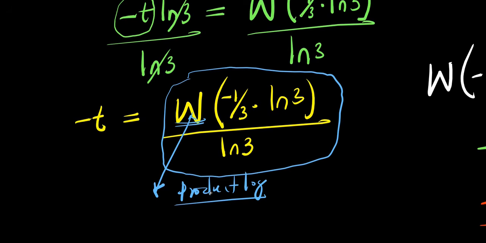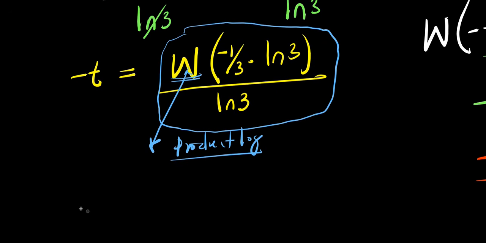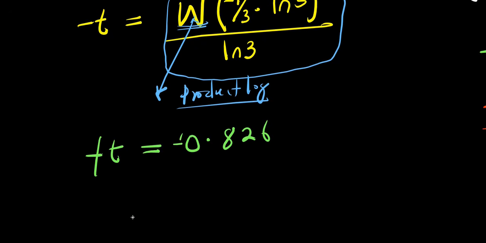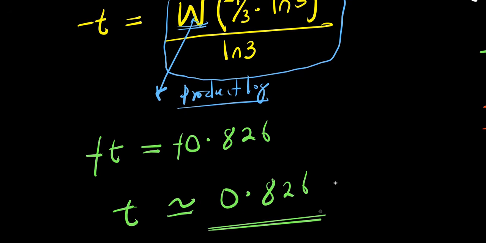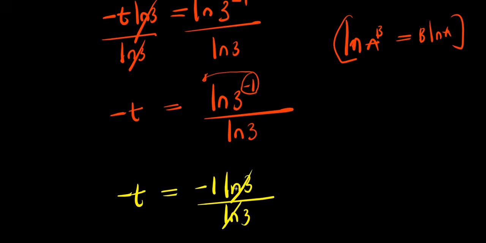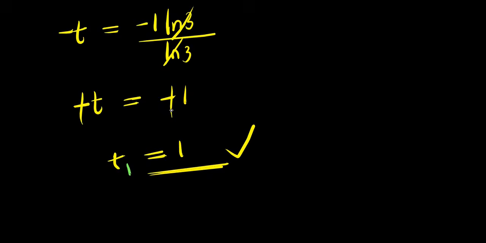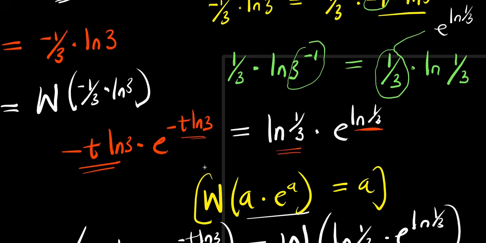If you type this into your calculator, you are going to have some values for t, and you have negative t equals approximately negative 0.826 to 3 decimal places. So this is what you are going to get inserting this into your calculator. So from here, you can solve for t because negative cancels negative. You have your t is approximately 0.826. So we have two values for t. This is t2, 0.826, and you also have t1, which is 1. So this is our t1. So guys, this is how you can actually solve it step by step, and I believe you enjoyed this video.